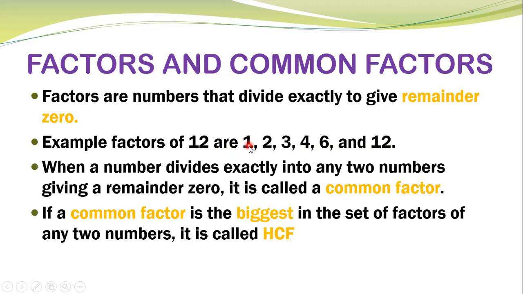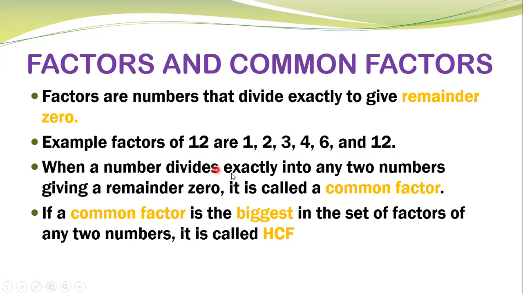For example, 12 divided by 1 is 12, remainder 0. 12 divided by 2 is 6, remainder 0. 12 divided by 3 is 4, remainder 0. 12 divided by 4 is 3, remainder 0. 12 divided by 6 is 2, remainder 0. 12 divided by 12 is 1, and a remainder of 0.